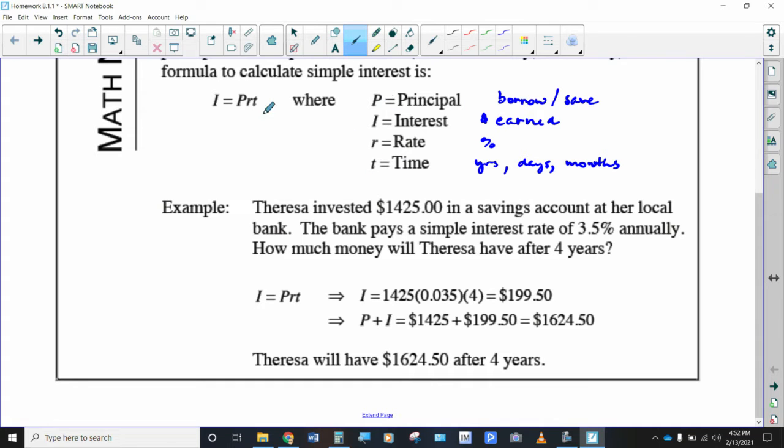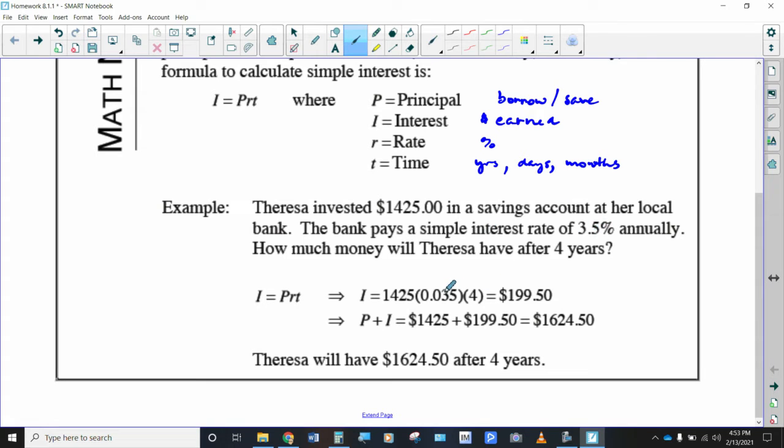This is what we're talking about. Here's the formula we're going to use when we do the problem. And of course, using our calculator and just a little bit of logic and estimation to check to make sure it makes sense. So here's the situation. Teresa invested $1,425 into the savings account. It pays simple interest at 3.5%.